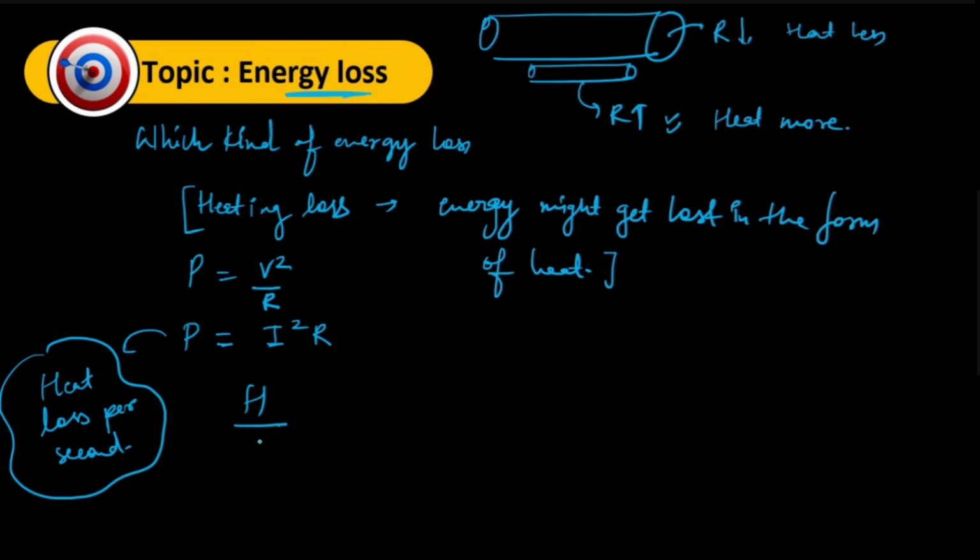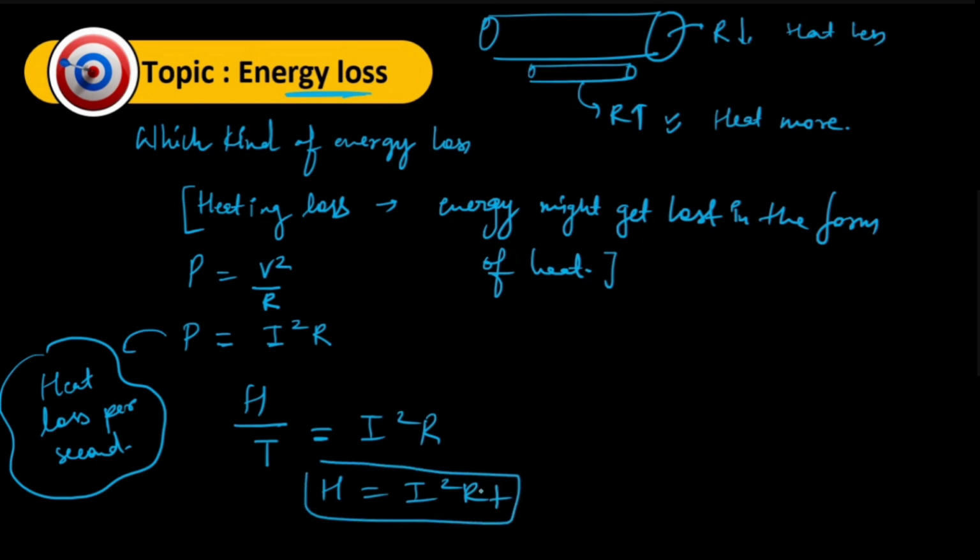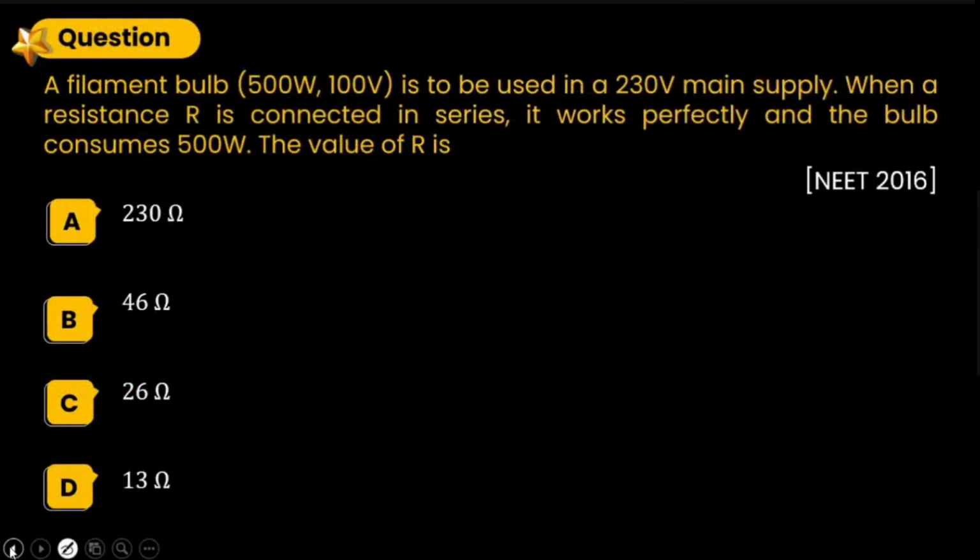So we can write H by T in place of power, and we get heat as I square R T. If we put the values of the given components in this formula, we can calculate the energy loss in the form of heat. And the unit of energy is going to be joules.